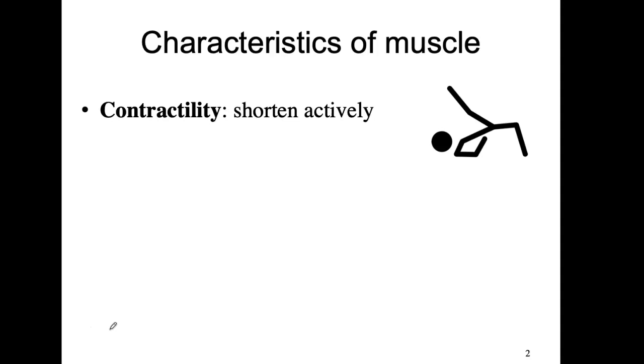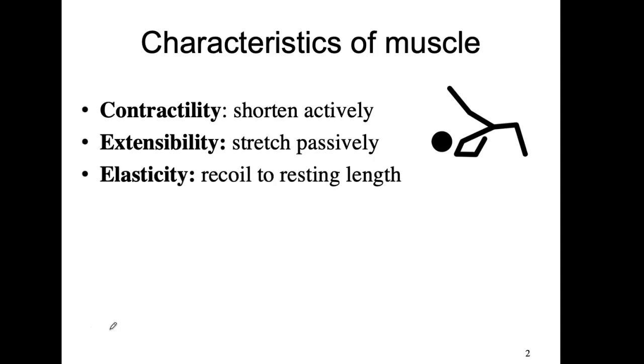First of all, what are the characteristics of muscle? If you want to be a good muscle, what do you have to do? You have to be able to contract. So contractility is very important. Extensibility: it has to be able to stretch passively. So when you have one muscle contracting, you have the opposing muscle stretching passively. That is extensibility. It has to have elasticity, which means after it's contracted, it has to recoil back to its resting length. It has to be able to relax.